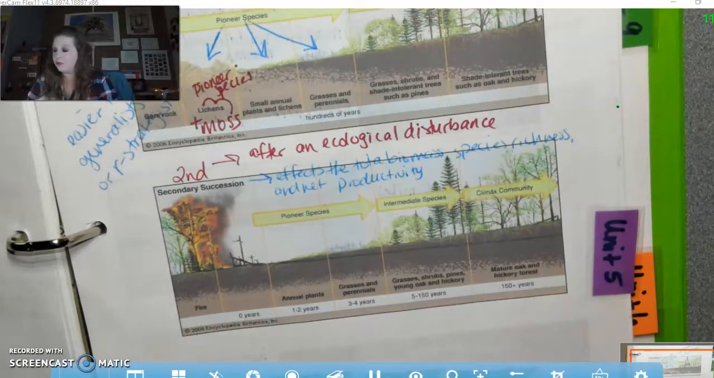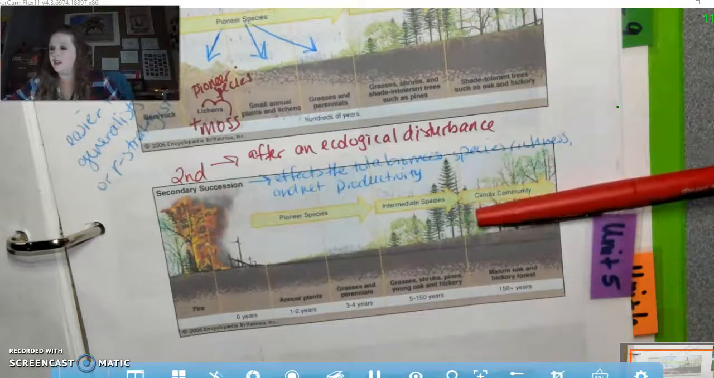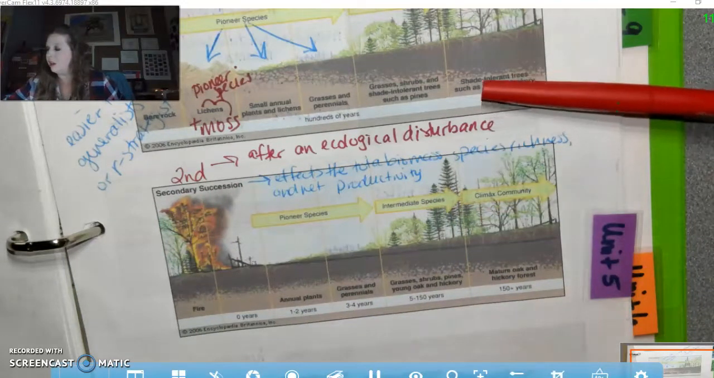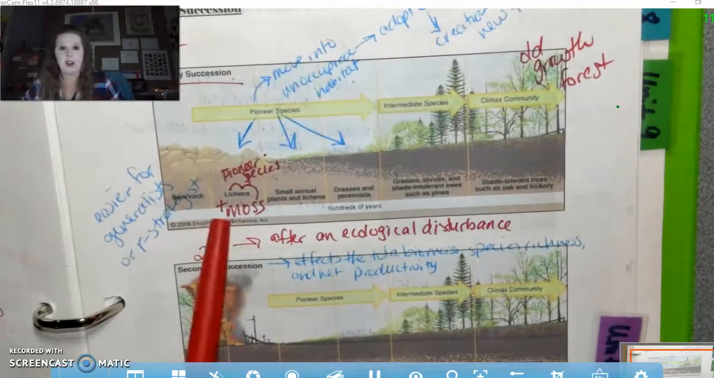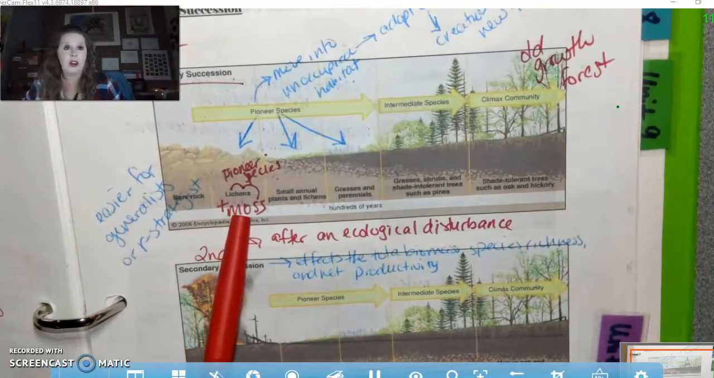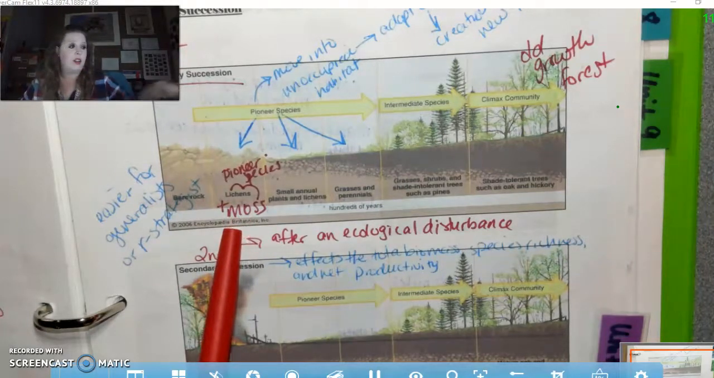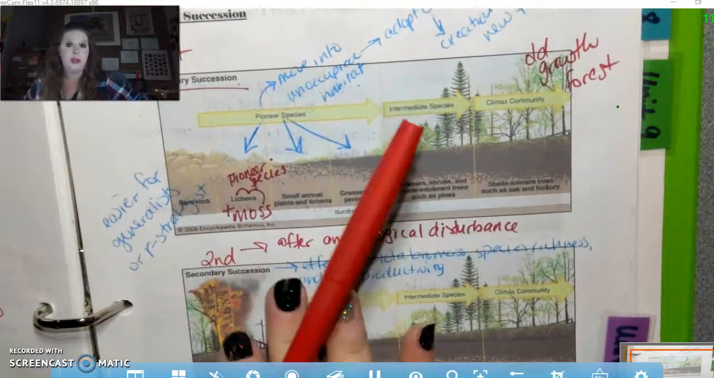Okay? So hopefully you guys understand the difference between the primary and the secondary succession. Make sure that you're able to identify the pioneer species and what they are there to do. They're there to start the breakdown of rocks to produce soil.